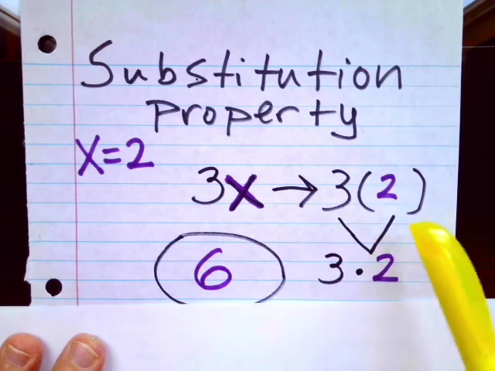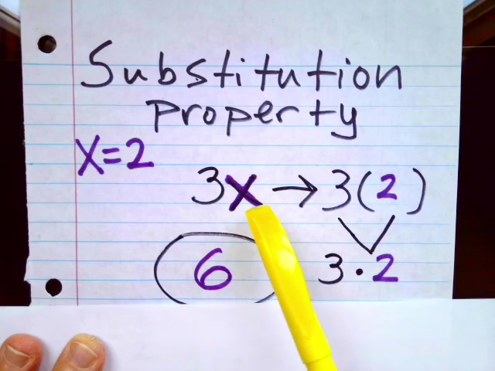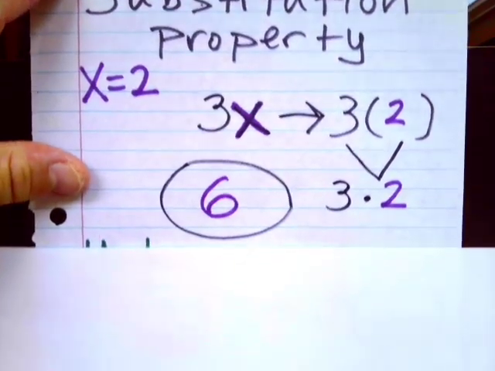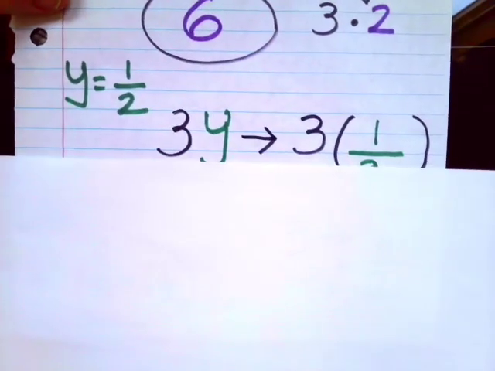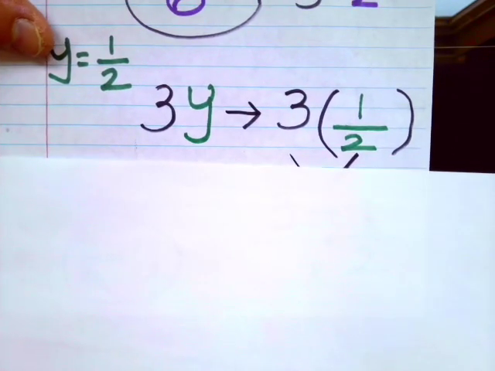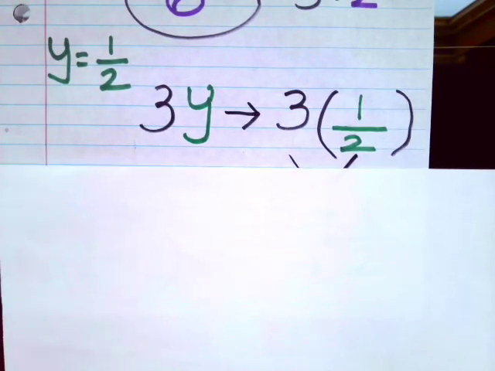So 3 times 2 is 6. I've used the substitution property to simplify this expression. I'm going to get into another example here. And again, if I'm going too fast, please stop, pause, rewind. Do whatever you need to do in order to understand what we're doing.